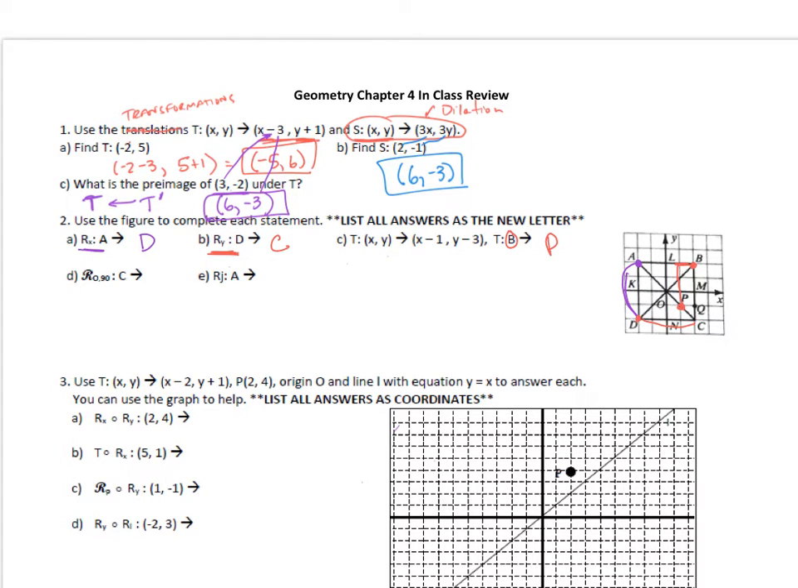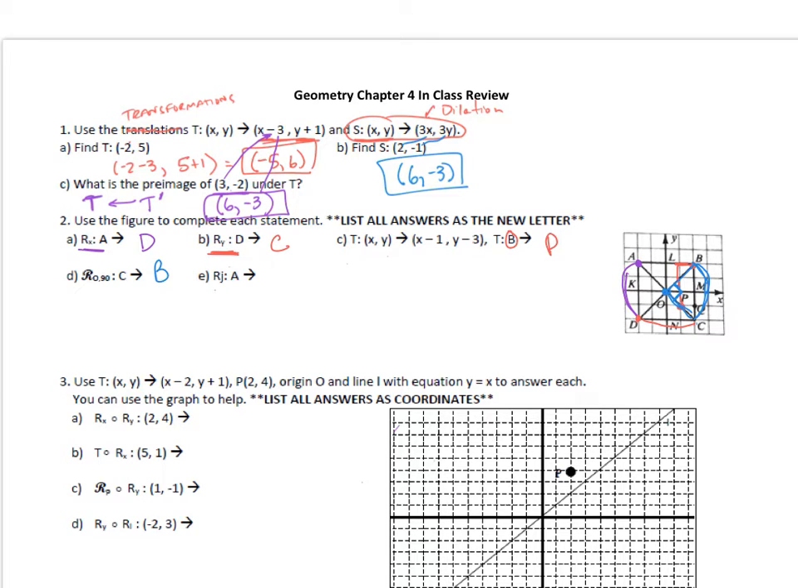Okay, the next question is a rotation. For D, we are rotating about the origin, right there, and point C by a 90-degree rotation. Where does this end up? Well, if I rotate 90 degrees, this is a right angle right there. So if I rotate 90 degrees, I'll end up at point B.